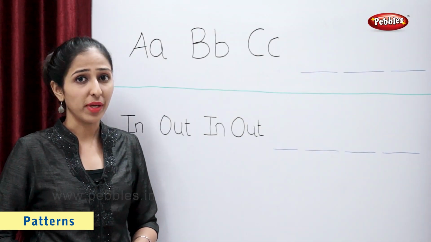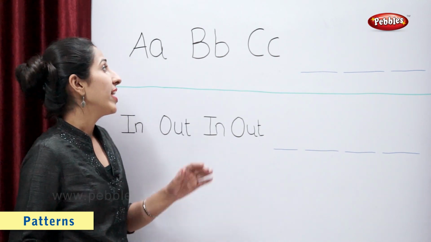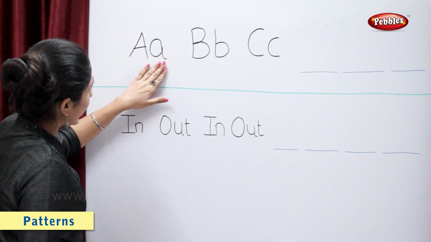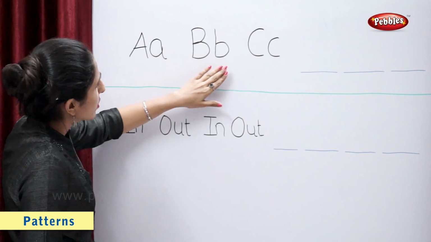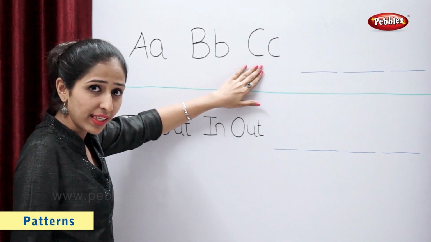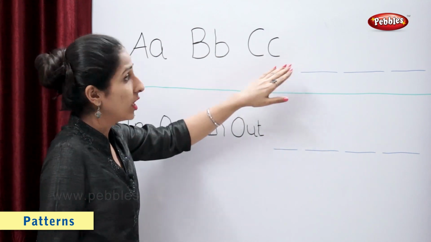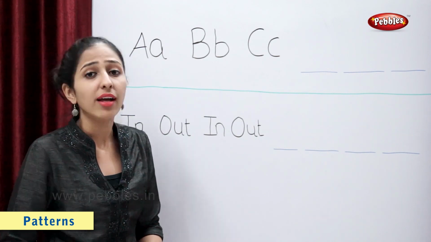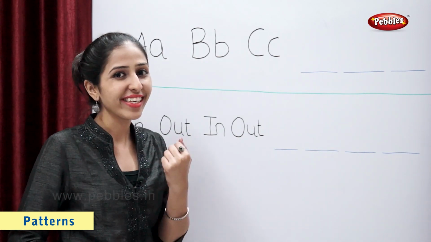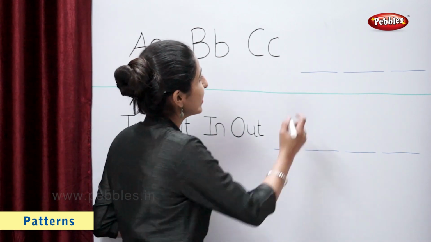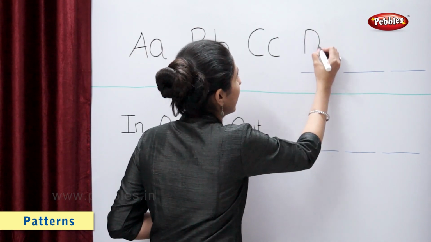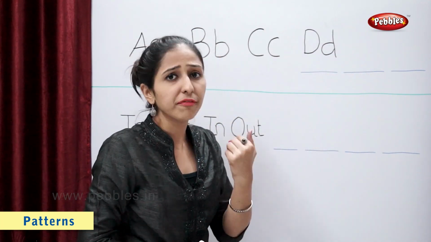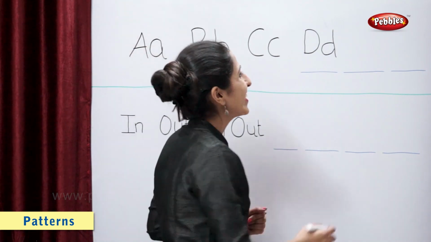Now, let's take some examples with letters. In the first example, we have capital A, small a, capital B, small b, capital C, small c. So this pattern follows the sequence of capital and small. Tell me students, what comes after C? Correct. That is capital D, small d. What is after D? Correct.